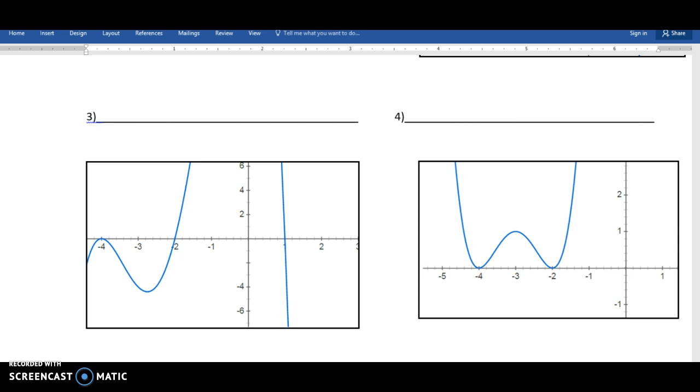How many x-intercepts on number 4? Only 2. So x plus 4 and x plus 2, but they both bounce. So squared, bounce.